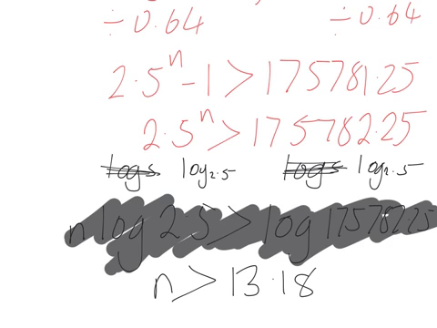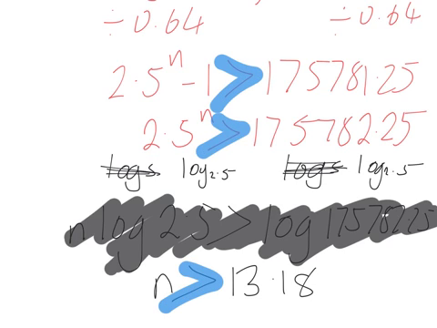Now, I've been careful here to maintain my inequality signs the whole way through. And the reason for that is a lot of people get to this stage and think, 13.18, that's close to 13, therefore that's the answer. But that's not the case, because 13 isn't bigger than 13.18. What's the smallest number that is? Well, n has to be a whole number because it's the number of terms in a sequence. So, n is 14, and that's our answer.